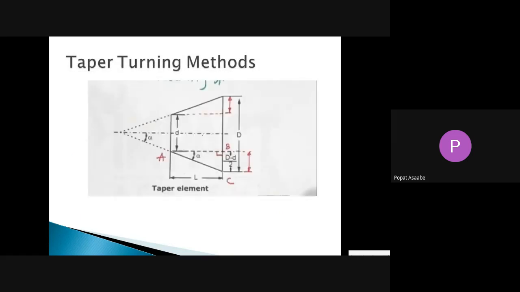Okay, see here, first we will see how to calculate the taper angle, and how to calculate the half taper angle. See, this is a picture. Suppose this is a taper diagram, and such a taper we want to manufacture. Okay, suppose such a taper we want to produce.